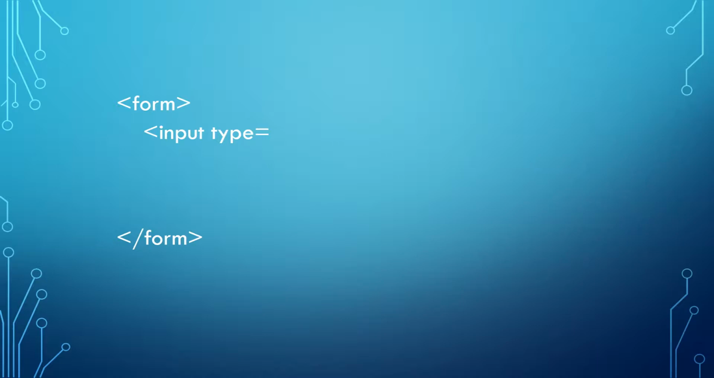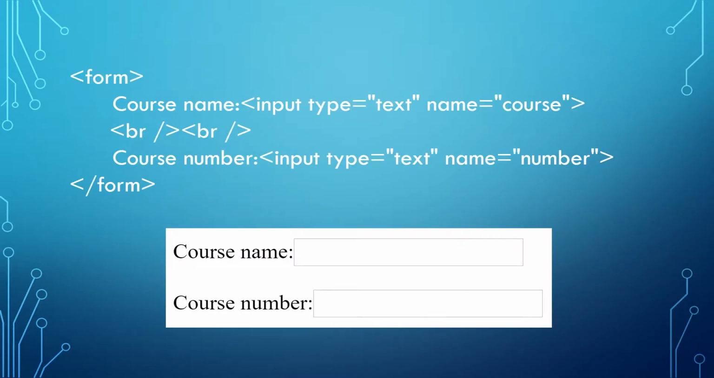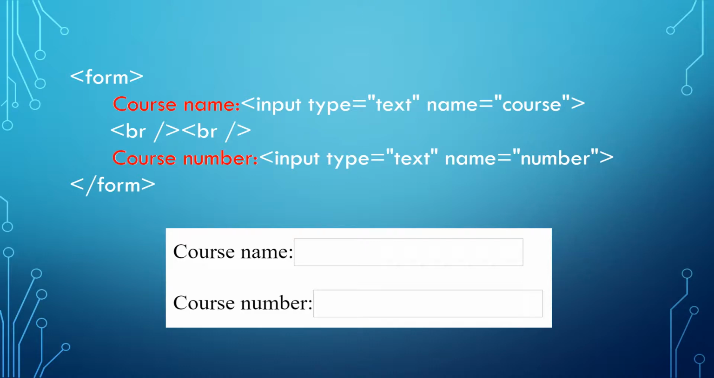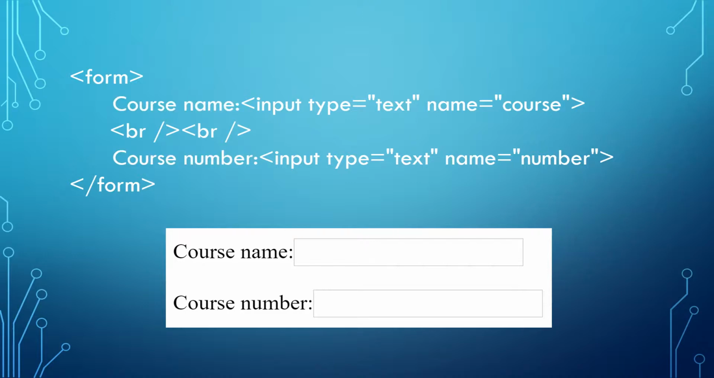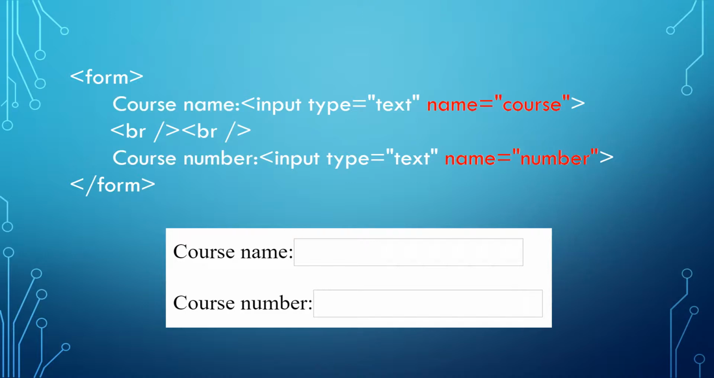Inside that tag, you need to specify a type. The type attribute can have many values. We will start with the most common ones. The value text will give your users a text box in which to type. If you want a label for your users to identify the text box, you can type that directly inside your form tags. A name attribute is required on all form inputs. Without it, the data will not be sent.